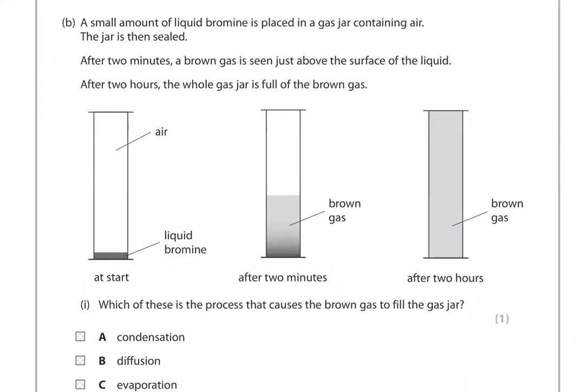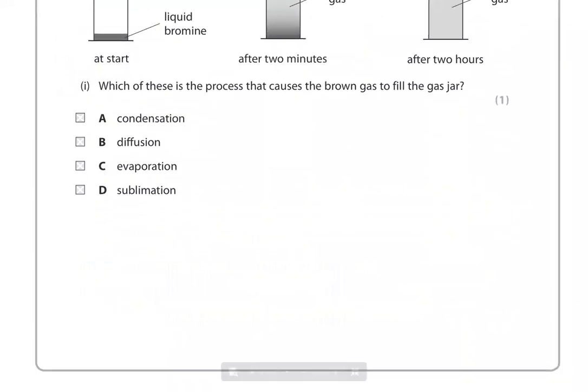Question B. A small amount of liquid bromine is placed in a gas jar containing air. The jar is then sealed. After 2 minutes, a brown gas is seen just above the surface of the liquid. After 2 hours, the whole gas jar is full of the brown gas. Question I, which of these is the process that causes the brown gas to fill the gas jar? Of course, diffusion.